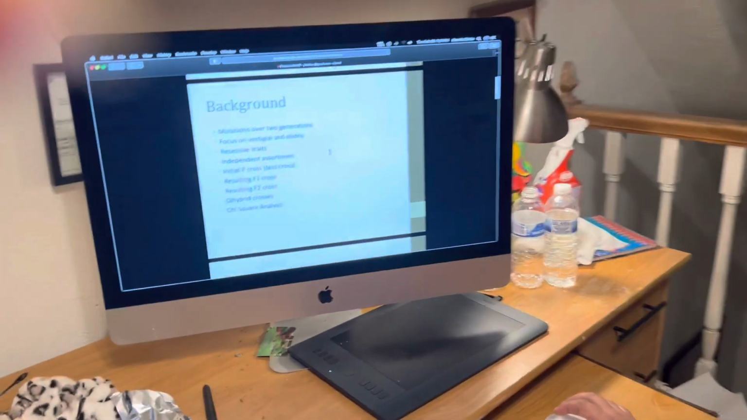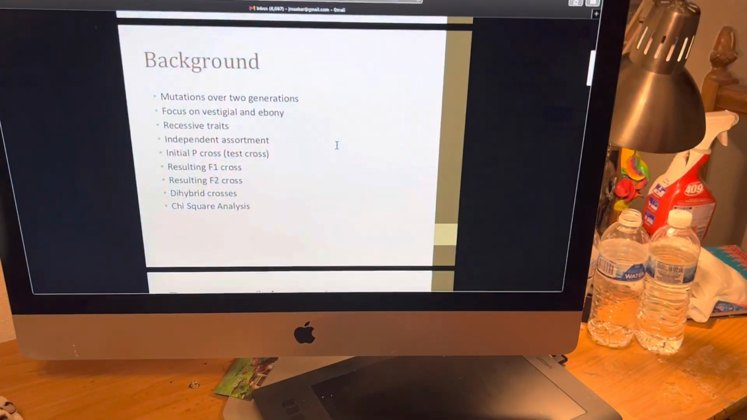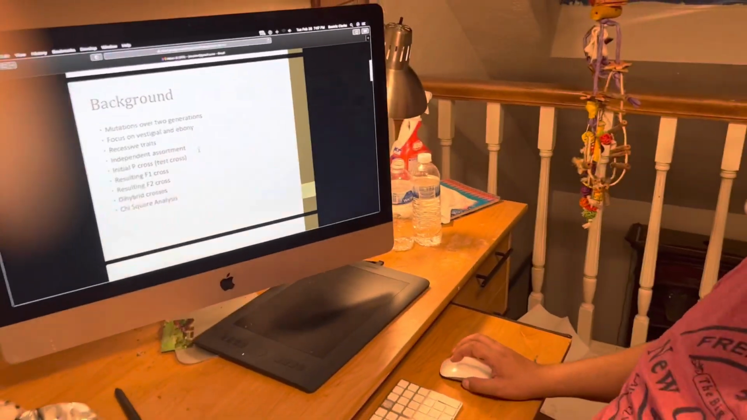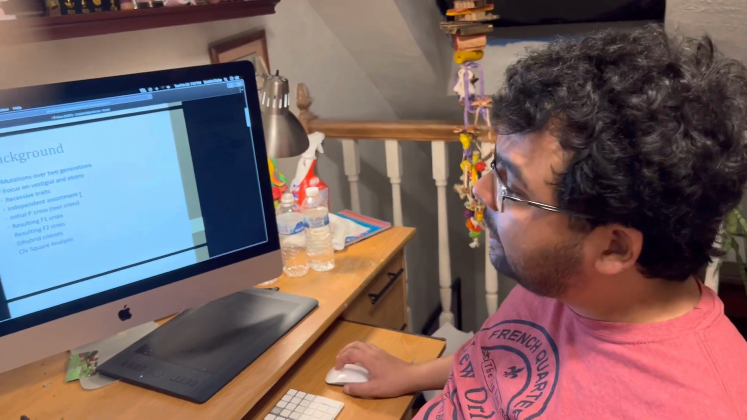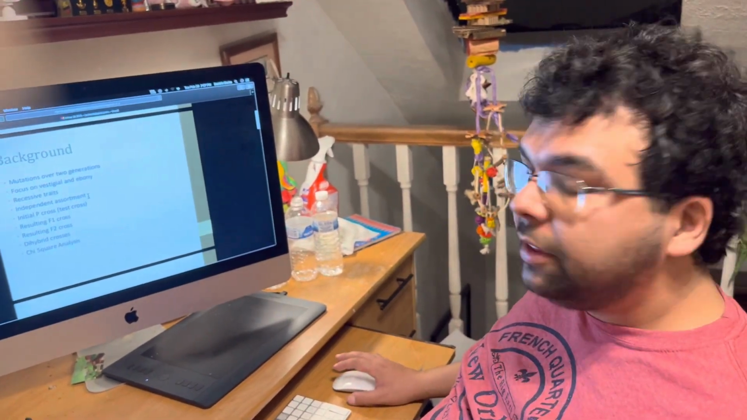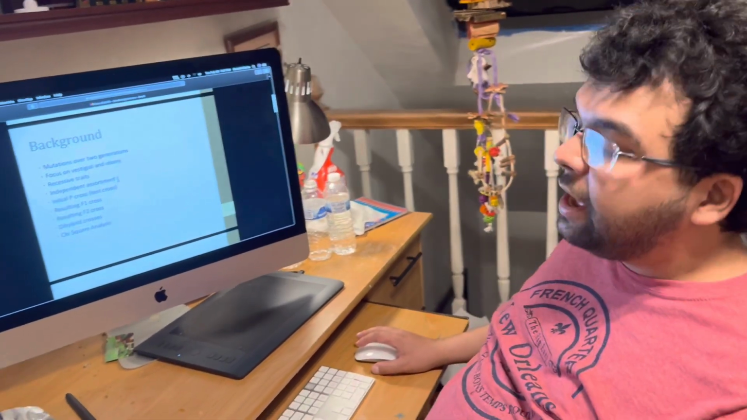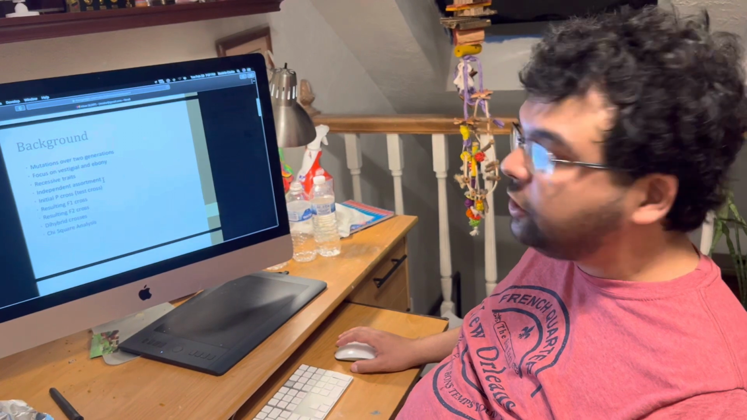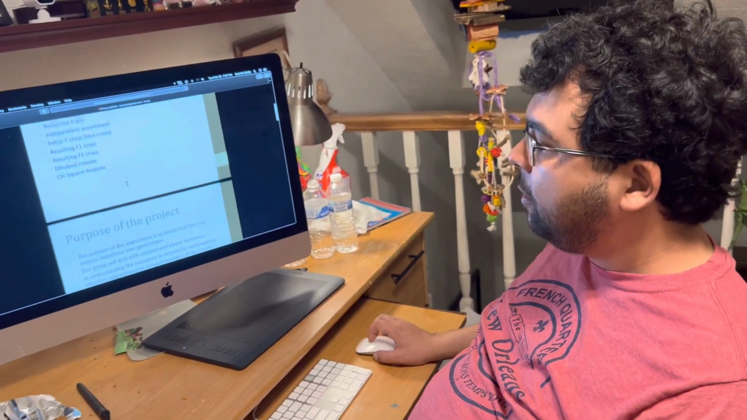The mutations that we analyzed were vestigial and ebony, which are both recessive traits, which follow the law of independent assortment, meaning that these genes are separated independently from one another. This follows a dihybrid cross with a chi-square goodness of fit analysis to determine whether observed ratios meet expected ratios and how well they fit one another.